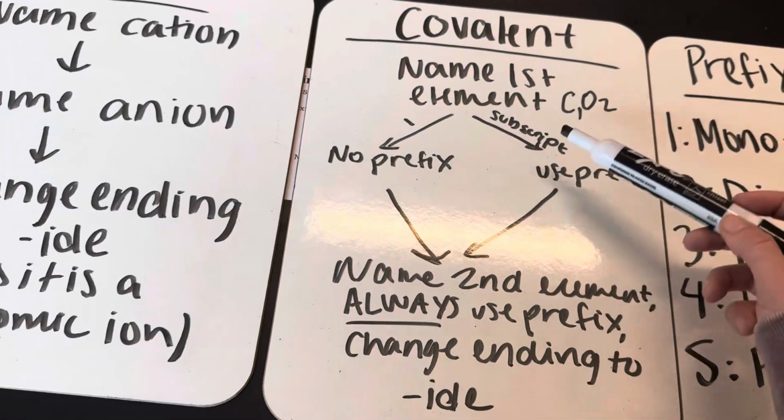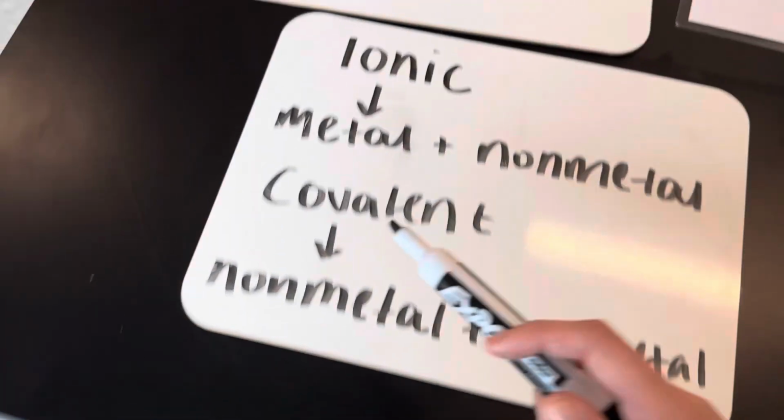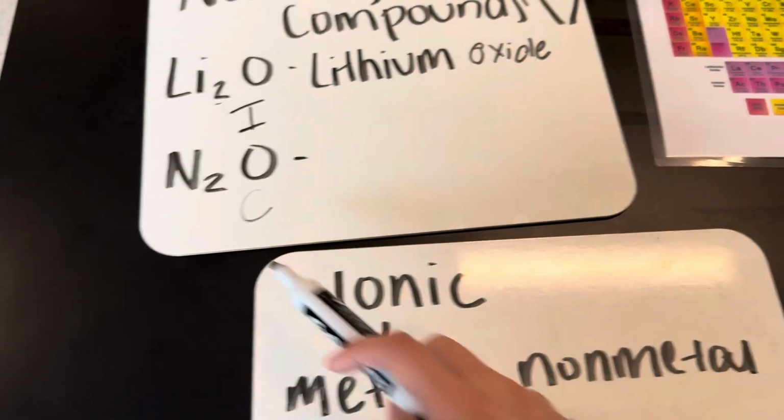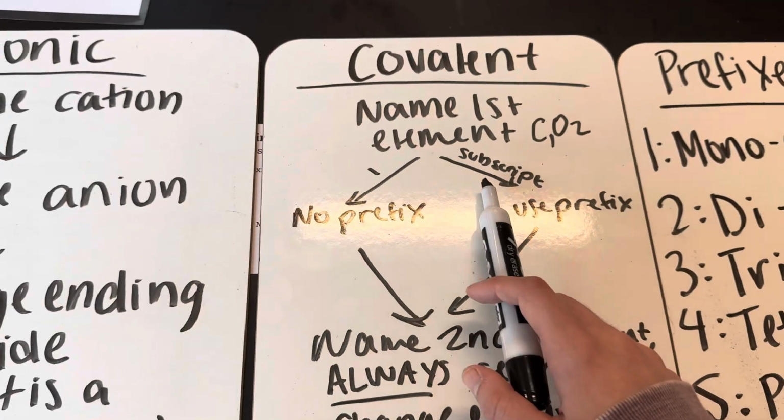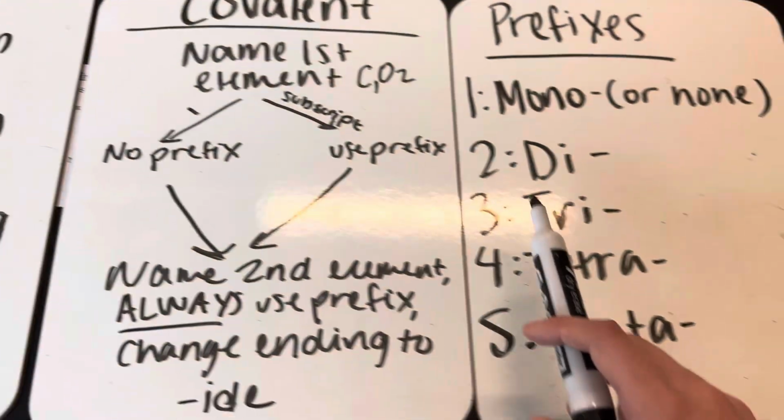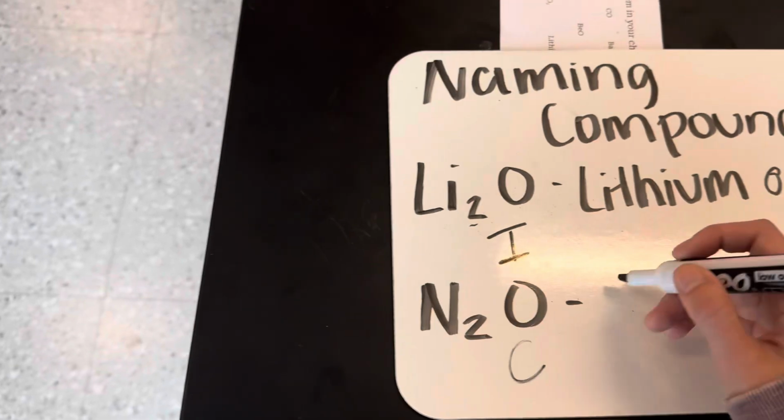So once you name that first element, which I'm going to go ahead and do, I have N2. So that is nitrogen. And I have a subscript, so I need to use a prefix, and the prefix I'm going to use is di because it's N2. So I'm going to write that, dinitrogen.